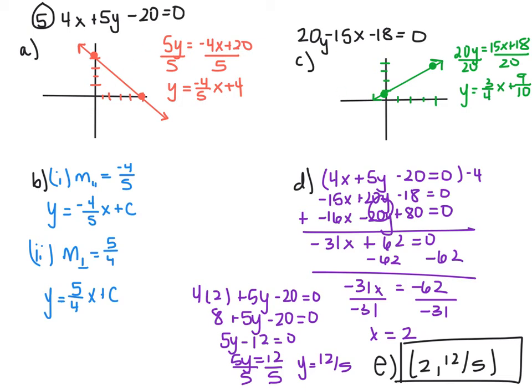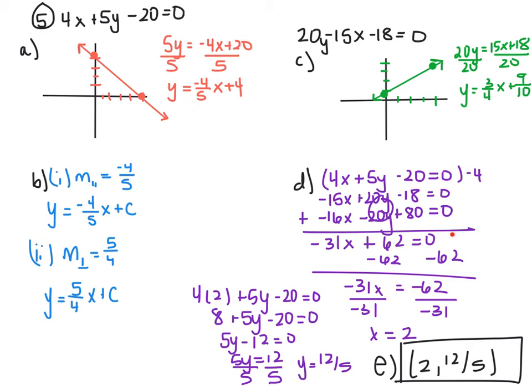Part C, we have 20y minus 15x minus 18 equals 0. Again, I put it into slope-intercept form. This one did not have the nicest y-intercept, but you get y equals 3/4 x plus 9 over 10, and that's what this looks like here. And then part D, we want to find the point of intersection of the two lines. You could have set these two that were set equal to y equal to each other, substitution method.